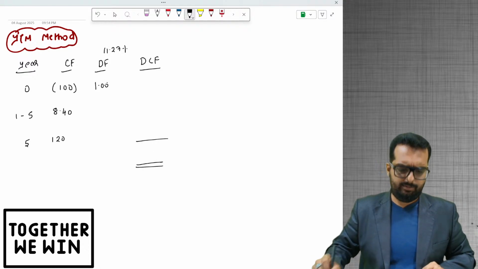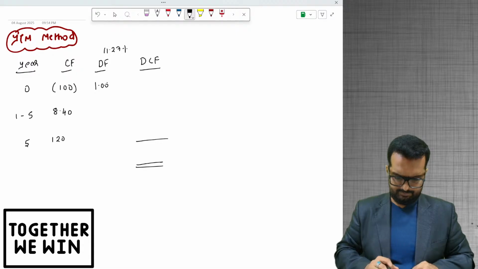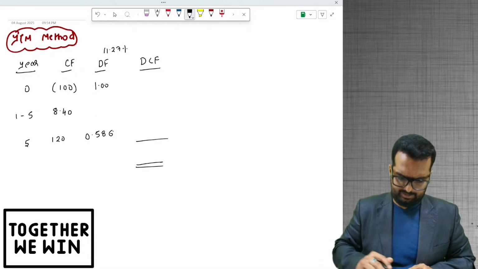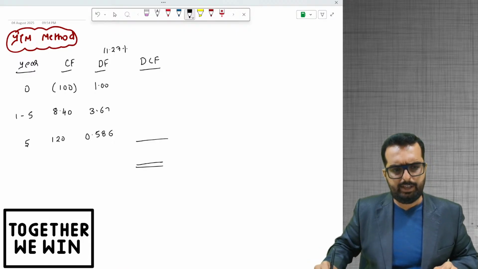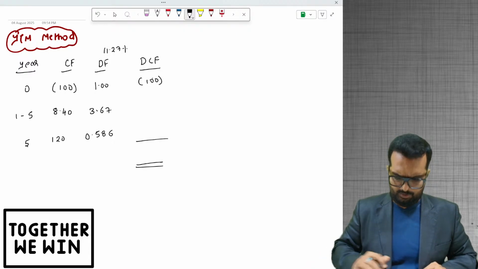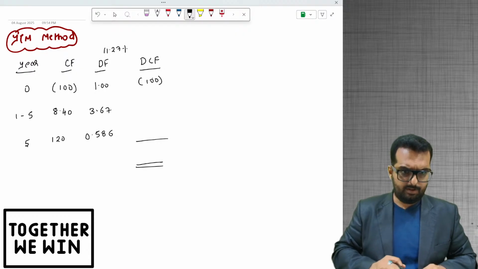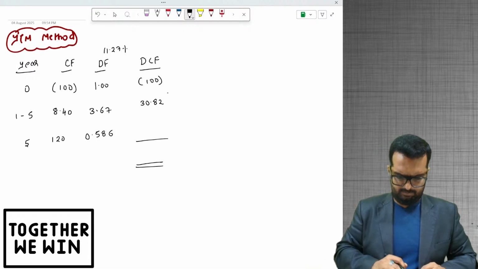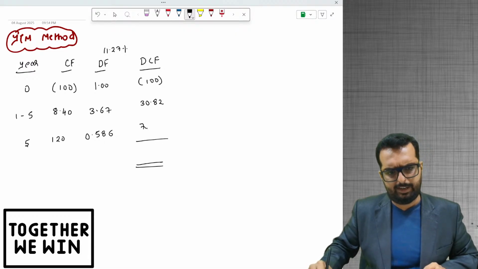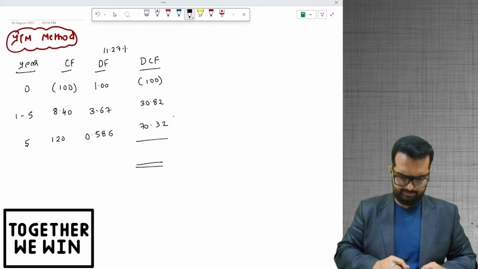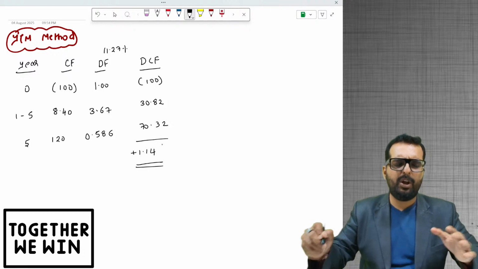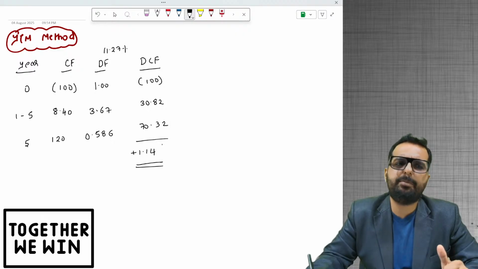So here it will be 1. Here it will be 0.586, 3.67. Do you get minus 100 over here? 30.82 over here. And 70.32 over here. Do I get the NPV as plus 1.14? Do you see how close I am to getting an NPV of 0?